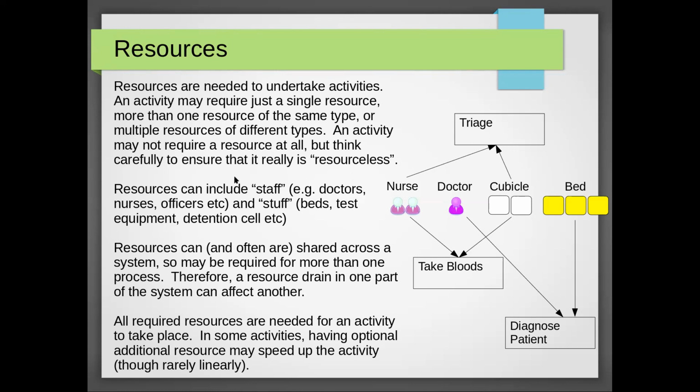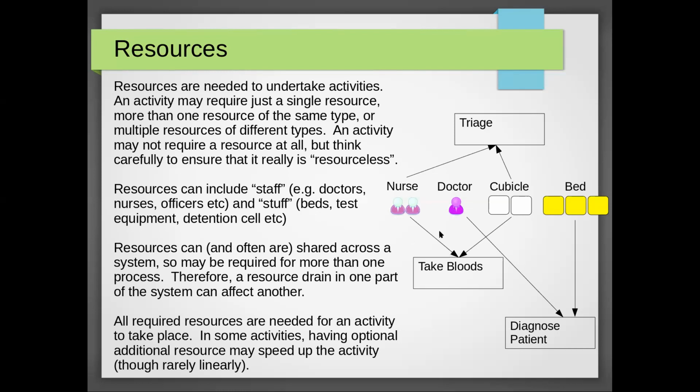And as I said, resources might be people, so staff, things like doctors, nurses, police officers, whatever it may be, and they might be stuff, so things like beds, test equipment, detention cells, whatever it may be. So if you think of resources as being staff and stuff, that will help you to think about what are the things that we need for that activity to happen.